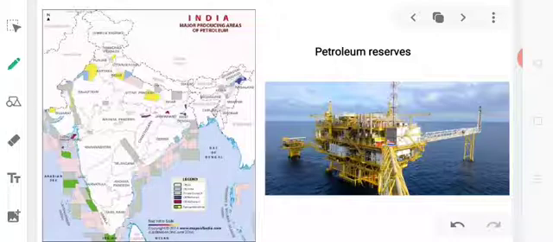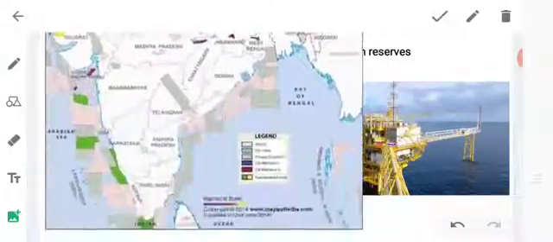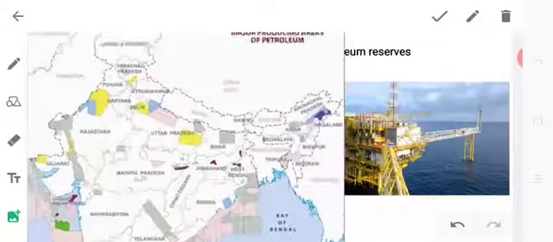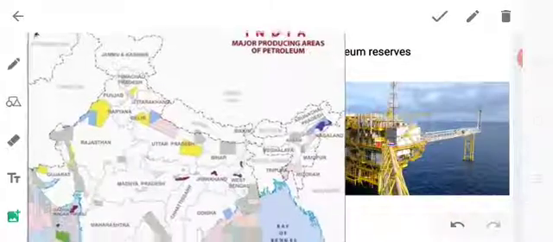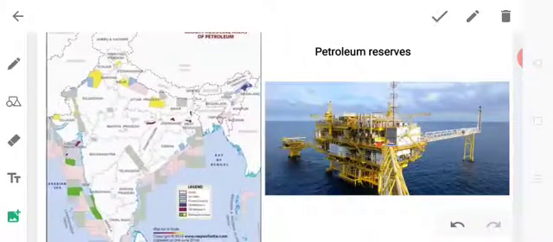You can see that we have the major reserves of petroleum in different regions, as you can spot in the map. These are the major producing areas of petroleum. I will just zoom in the map for you so that it becomes pretty much clear for you. So these are the regions having the deposits of petroleum, or what is referred to as crude oil.